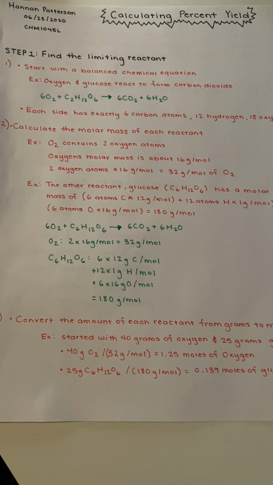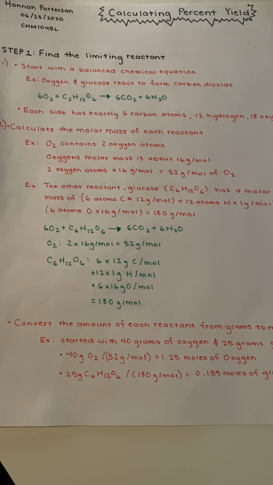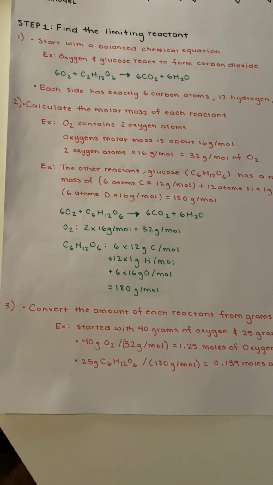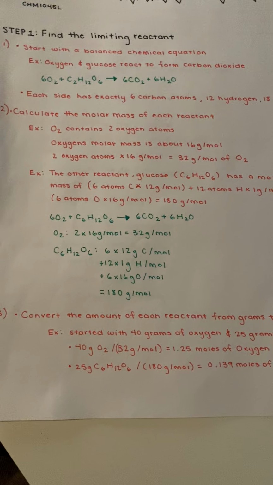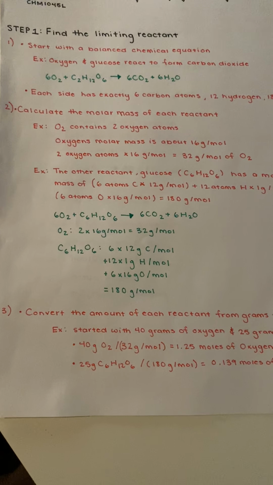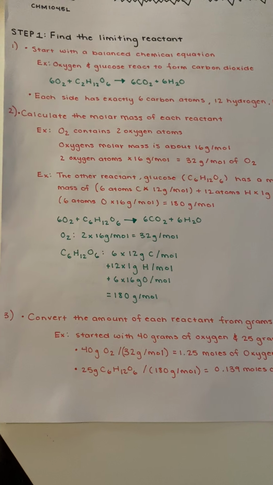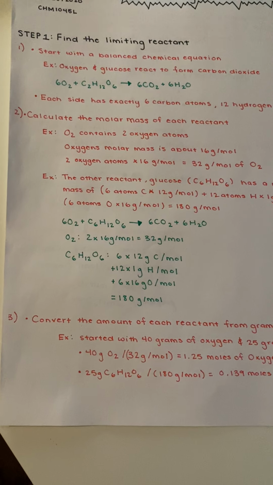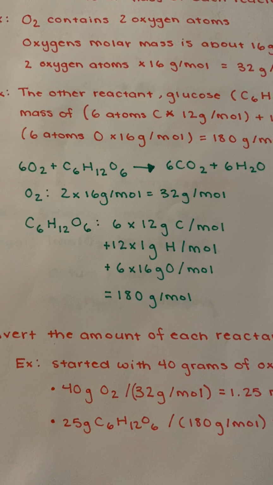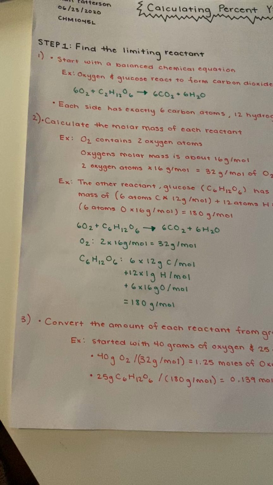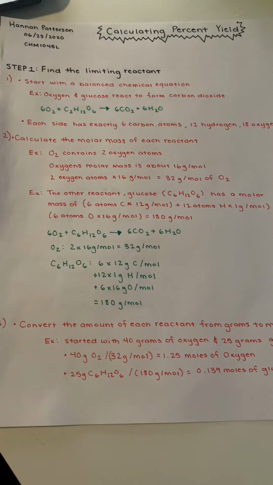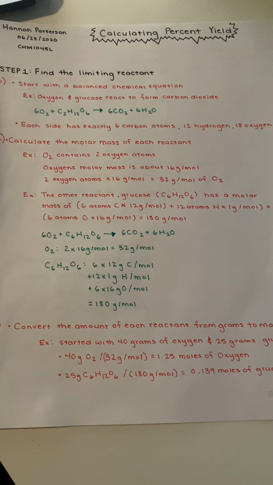So for our other reactant, which was glucose, the C6H12O6 has a molar mass of 6 atoms of carbon, and carbon's molar mass is 12, so you multiply your 6 by 12. You add that to 12 atoms of hydrogen, and it's 1 gram molar mass, plus 6 atoms of oxygen, and multiply that by its 16 grams molar mass. And after you do all that work right here, you are left with 180 grams molar mass for this whole glucose molecule.